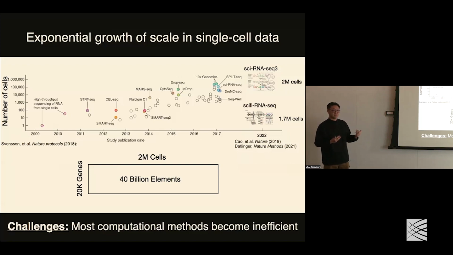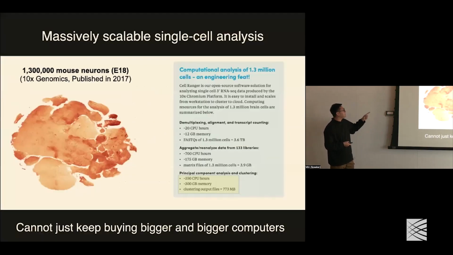That's why we think, okay, how can we solve this problem? And here I want to use one dataset as an example. This is a 1.3 million cell dataset from the mouse embryonic brain. It was produced in 2017, so it's been a while. The brute force way to cluster this data took 350 CPU hours and 300 gigabytes of memory. It's a huge resource. Most labs don't have this resource to analyze this type of data.